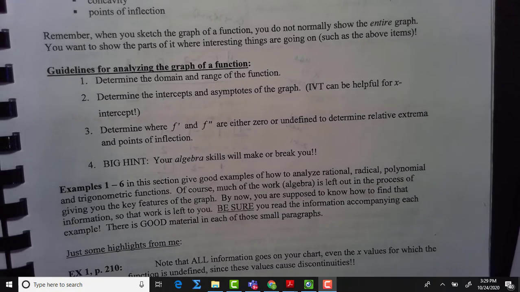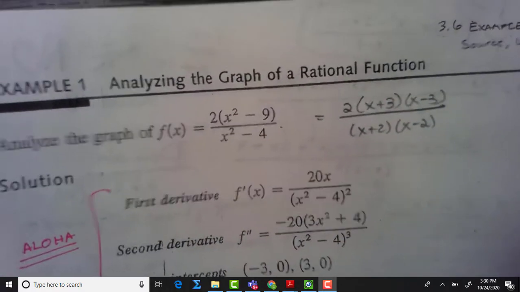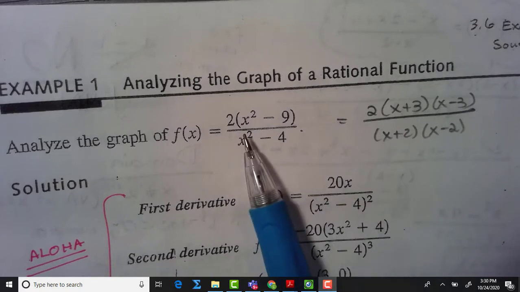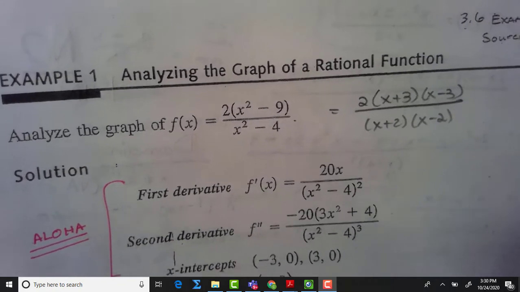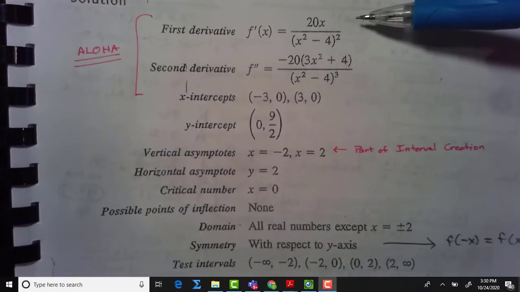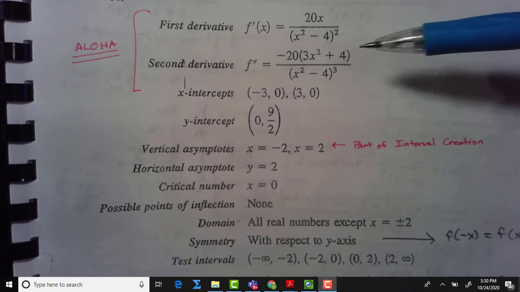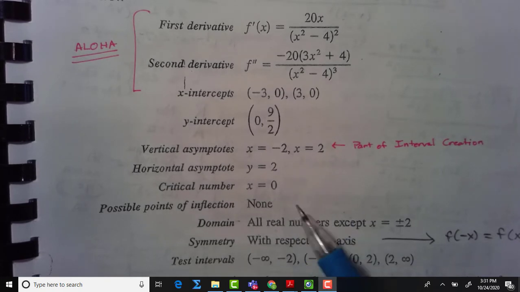So I'm going to go to the problems. Here we go. Example 1. As you can see, here's our function. We know we can factor the numerator and denominator. This will give us our roots and our vertical asymptotes, or our x-intercepts and our vertical asymptotes, but much of the rest of the work is left to you. Notice that given to you, with the expectation that you can find it yourself, are the first and second derivative, your intercepts, your asymptotes, all horizontal and vertical, critical numbers, possible points of inflection, and so forth.